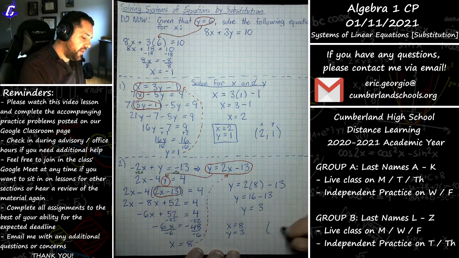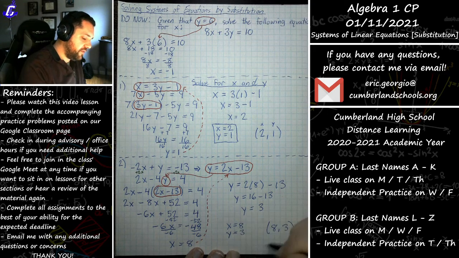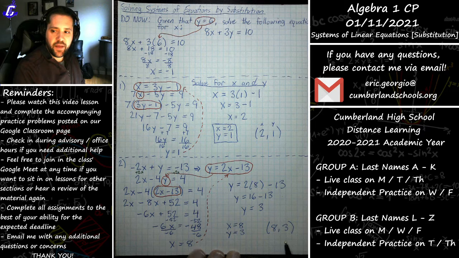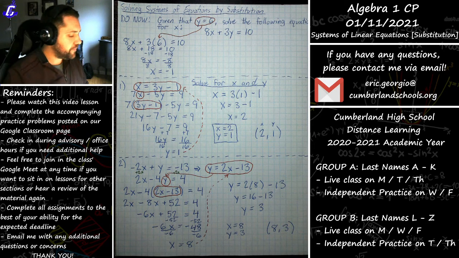And by the way, you could write that as an ordered pair as well if you wanted to. Either way is totally fine. Whether you write this or you write this, either way is fine. Okay? Hopefully that makes sense. We have one more example left to do.